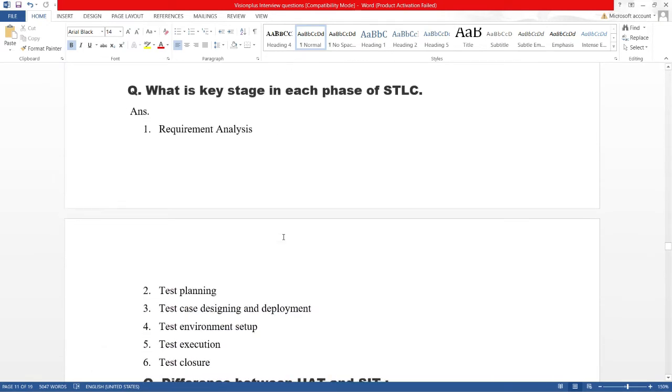Now, what are the key stages in each phase of STLC? Now, this is one of the most important questions everybody should know. So, first is the requirement analysis, then test planning, test case designing and development, test environment setup, after that test execution, and then test closure and preparing the closure report. So each phase has its own input and output. Here, the output of one phase works as input into another phase.